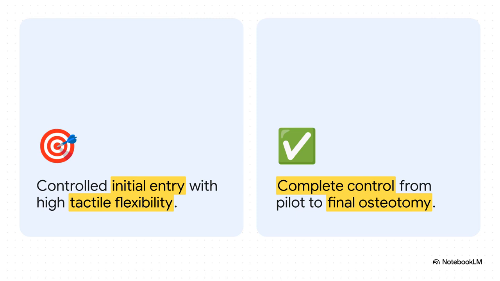Pilot guides give you that controlled initial entry, but with high tactile flexibility. They're fantastic for experienced surgeons who really want to physically feel the bone density as they go. Fully guided systems, on the other hand, offer complete start-to-finish control, from the pilot drill all the way to the final osteotomy prep. Basically, every drill size has a corresponding sleeve, which prevents deviation at every single stage and makes absolutely sure the final placement matches your virtual plan.